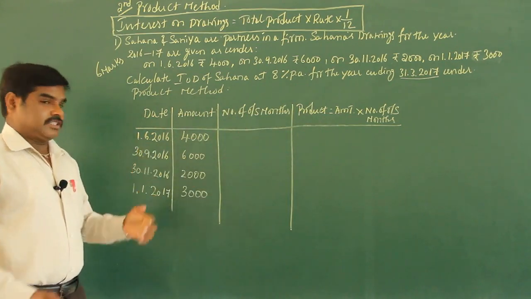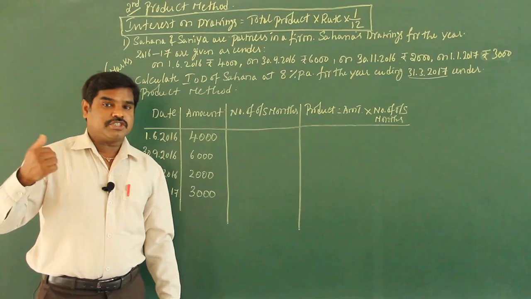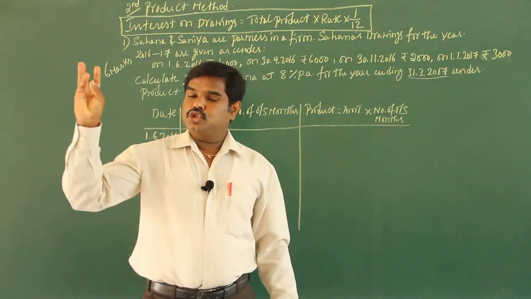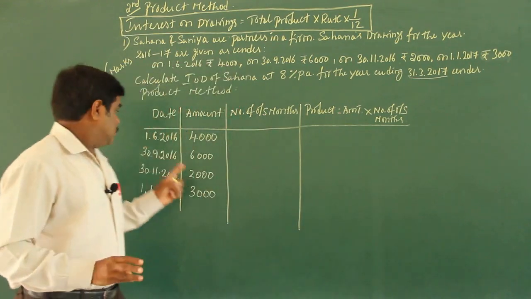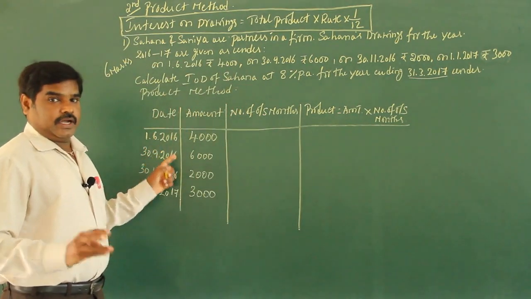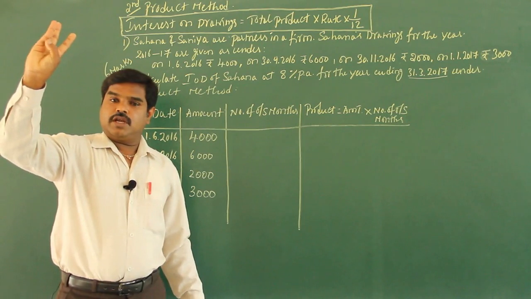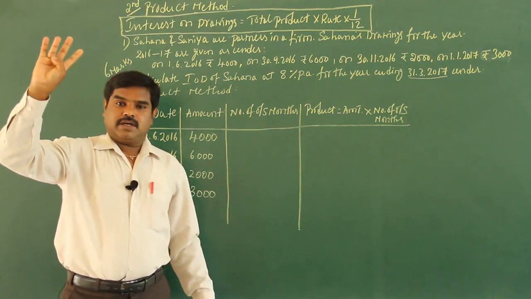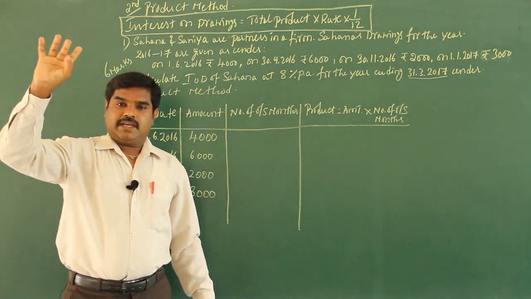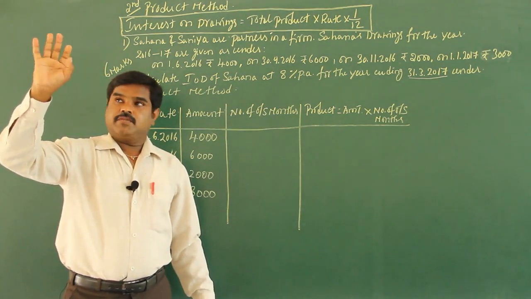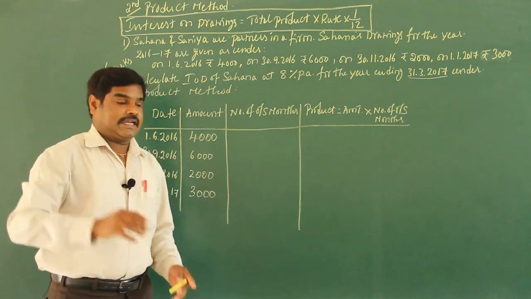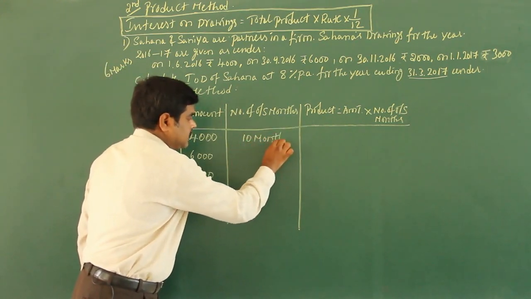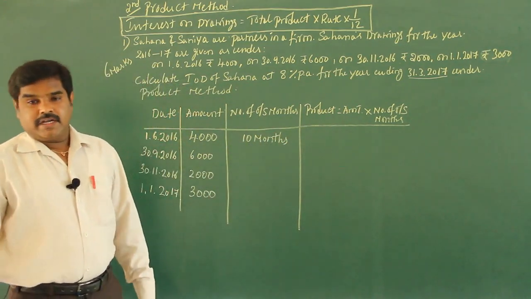1/6 means money is drawn at the beginning of June, so you have to include June. June, July, August, September, October, November, December, again January, February, March. So you are going to get 10 months. The number of outstanding months will be 10.